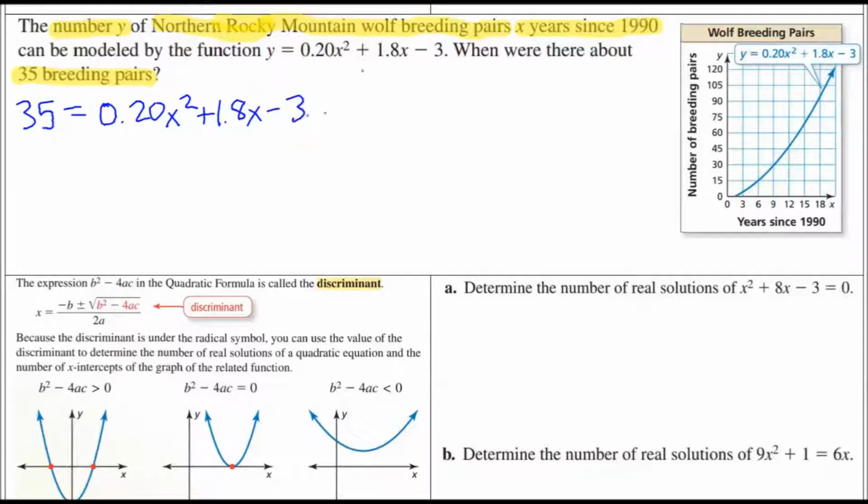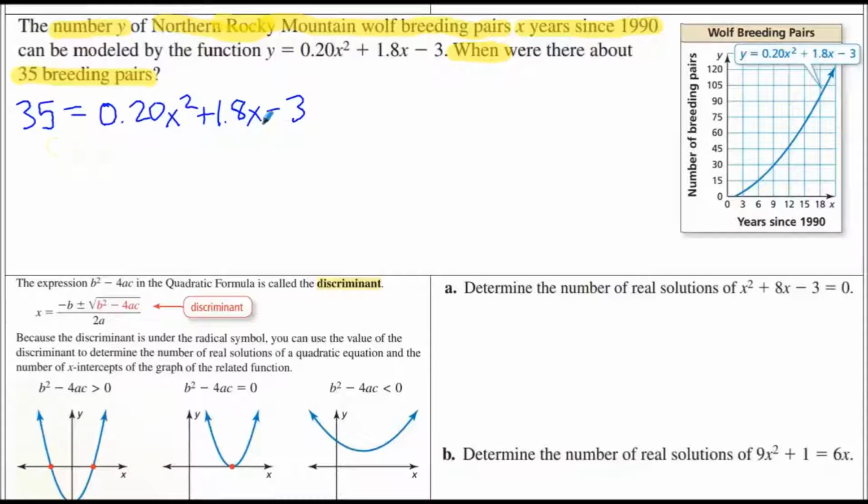When the question says when, it's asking for a time. And of course, x representing the number of years since 1990, it makes sense that we want to know what x is because that'll tell us how many years it has been. Then we'll use this graph, which has already been made, just to verify that we have the correct value for x.